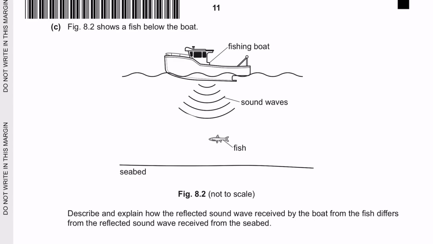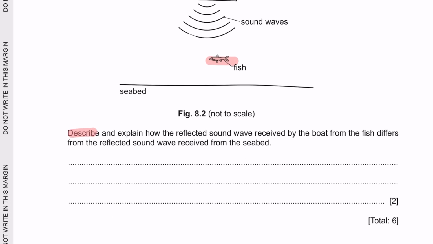Next, question C. Figure 8.2 shows a fish below the boat. Describe and explain how the reflected sound wave received by the boat from the fish differs from the reflected sound received from the seabed.